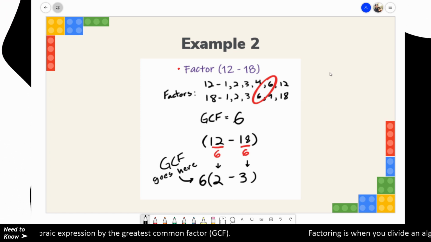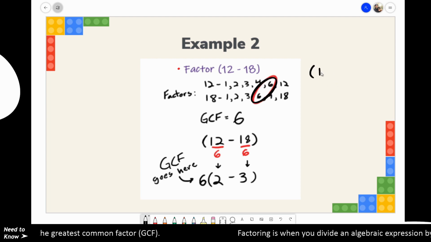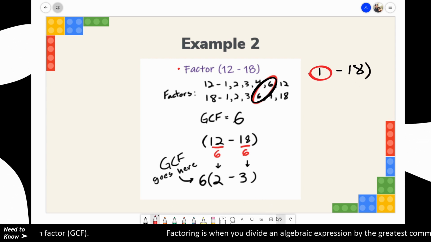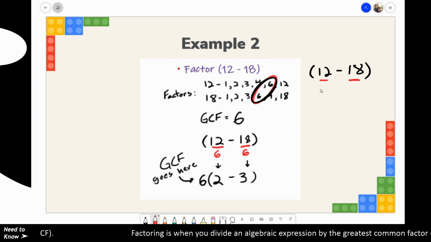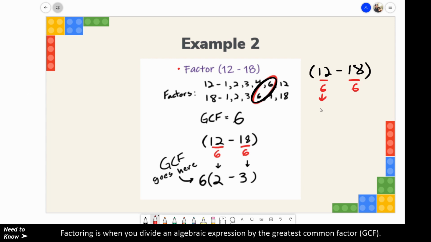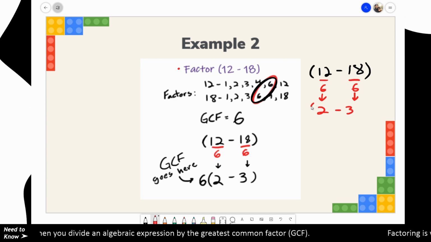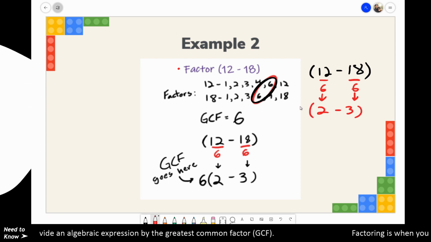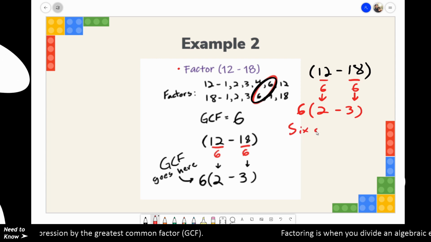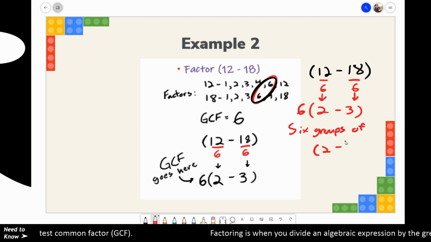So again, the steps are 1, find the GCF. The GCF is 6. So I take that 12 minus 18 and I divide all of the factors inside the parentheses by the GCF. So I'm going to divide by 6, divide by 6. 12 divided by 6 is 2. 18 divided by 6 is 3. So that becomes a 2 minus 3, and the GCF also goes outside the parentheses. What this means is I have 6 groups of 2 minus 3.